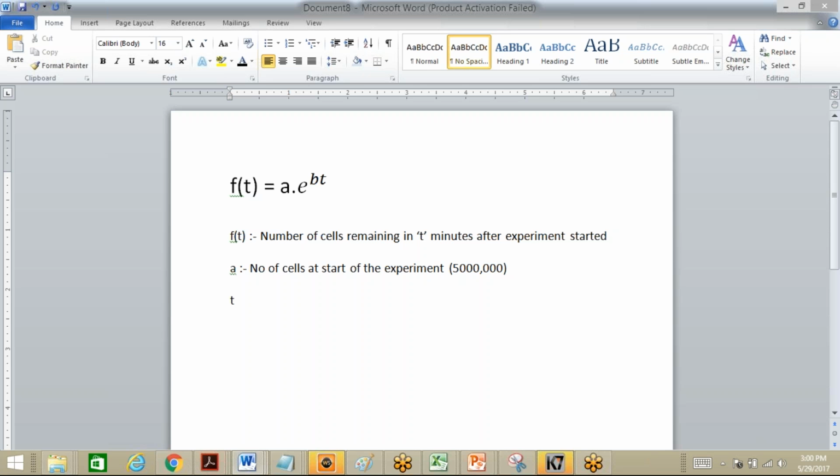Similarly, t, what is this t over here? t is the number of minutes since the experiment began. Here b is basically called the decay constant. Okay, so yes, we can calculate this value of b as well by putting all the concerned data over here.